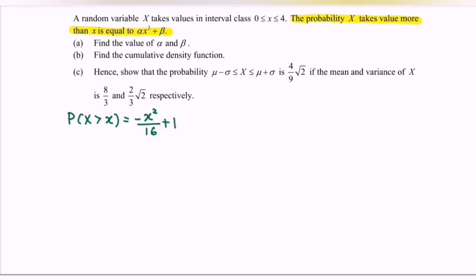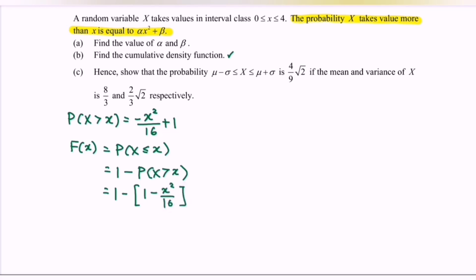Next, find the cumulative density function. In order to find the capital F, we have to find the probability that x is less than or equal to x. So in here, we have 1 minus the probability that x is greater than x. Kindly substitute. We have 1 minus bracket, 1 minus x squared over 16. If we simplify, we will have x squared over 16 as the cumulative density function. So kindly make it into the function.